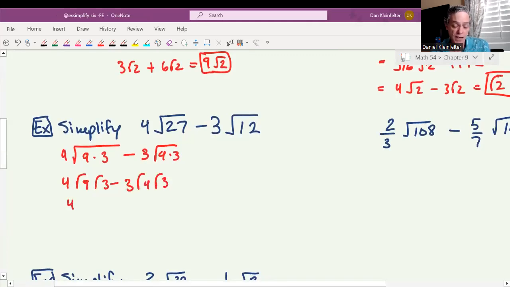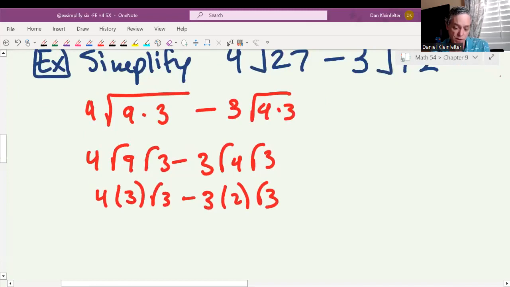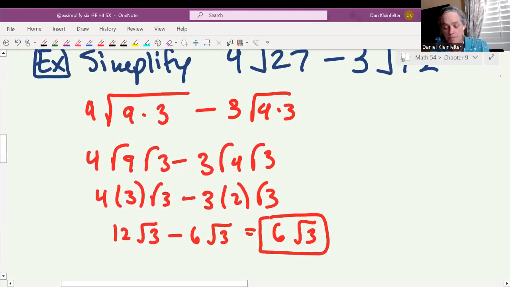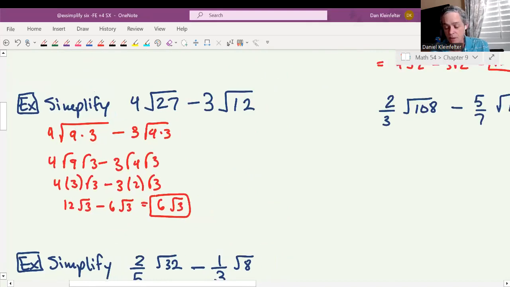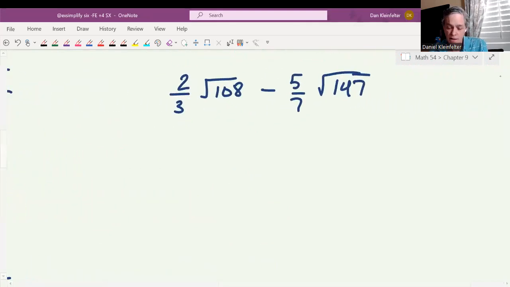The square root of 9 is 3. And then the square root of 4 is 2. Okay, 4 times 3, 12. We have 12 square roots of 3 minus 6 square roots of 3. That will leave us 12 minus 6 is 6 square roots of 3 in the end. Okay, let's try this again. This one has got some fractions in it, but you'll be all right.